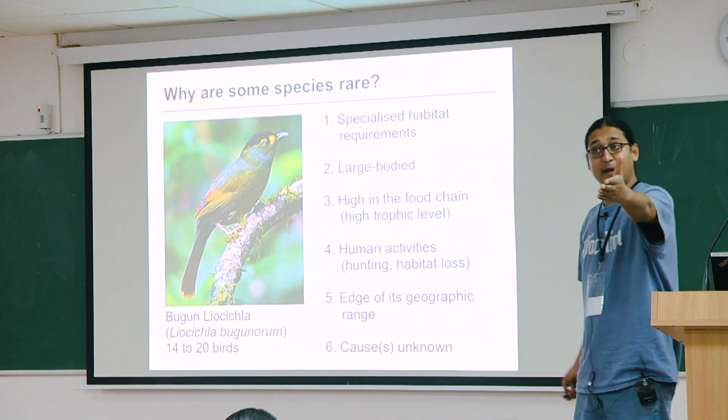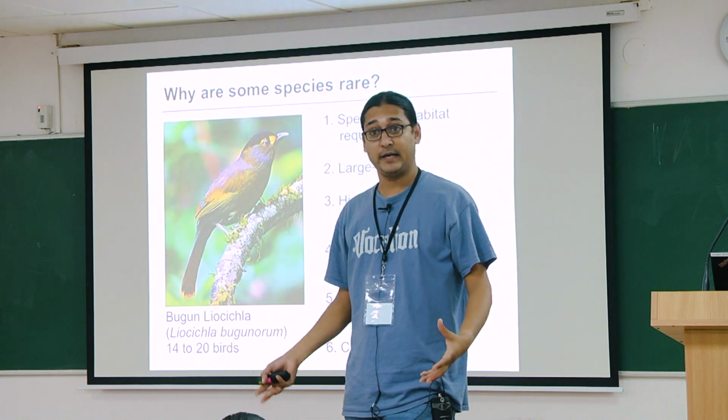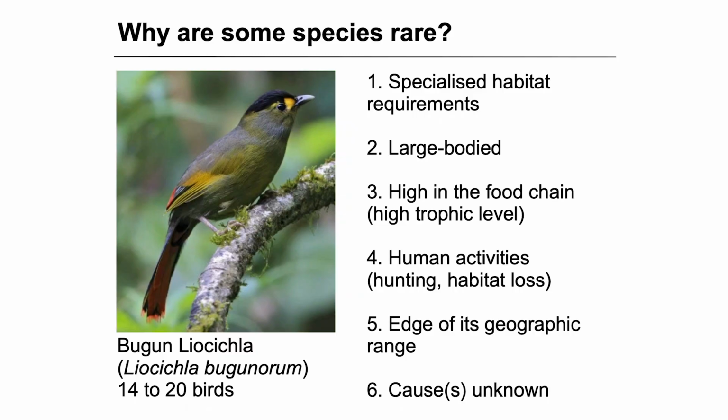They might have specialized habitat requirements. So let's say species limited to bamboo, and it can only forage in bamboo. They might be large-bodied. Large-bodied species need a lot of food. And therefore, they might have to range large distances to find food. And therefore, their territories might be very large. And in a given area, you can pack in a lot of small territories, but you can't pack in a lot of large territories. And that's one of the reasons why large-bodied species might be rare.